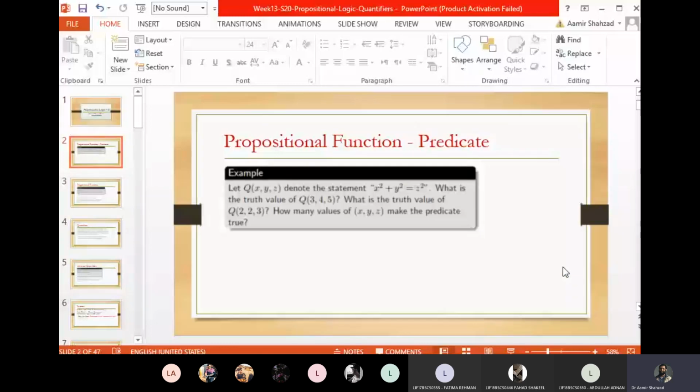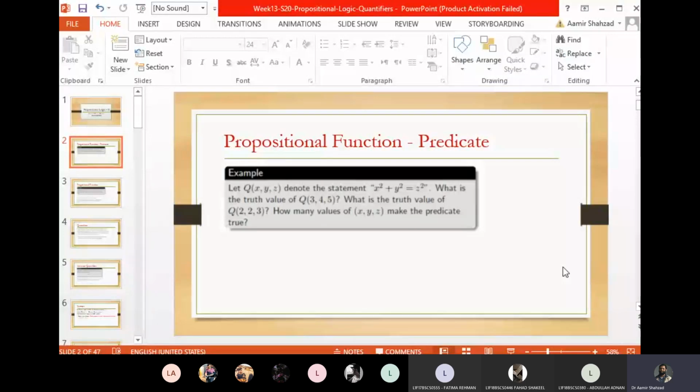So before moving to quantification, there is something important. It's called propositional function. Yes, हम predicate भी कहते हैं. Remember, propositions are those statements about which we can say whether they are true or false. अगर किसी भी statement के बारे में हम कह सकें कि ये true या false है, it's called proposition.